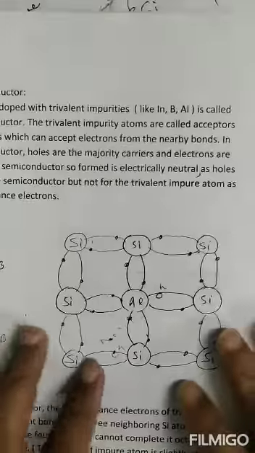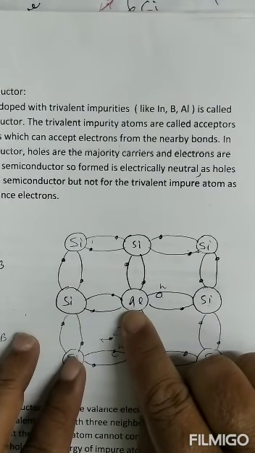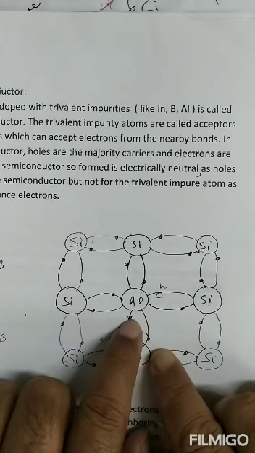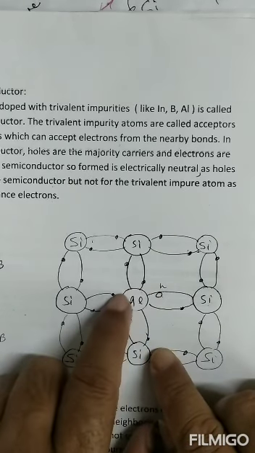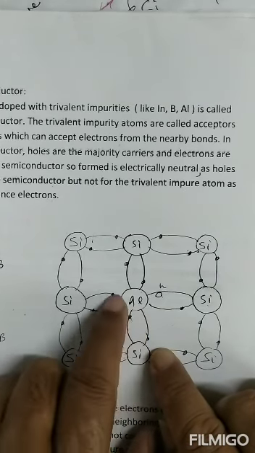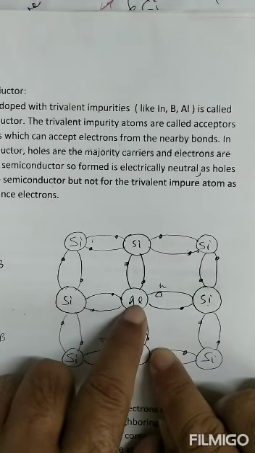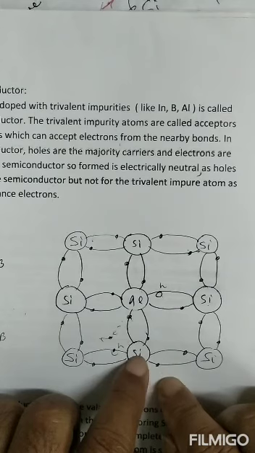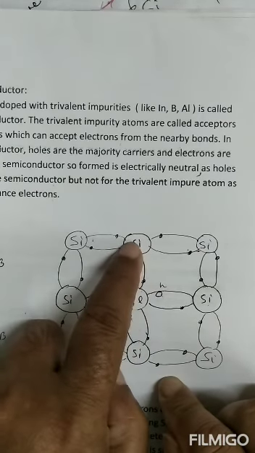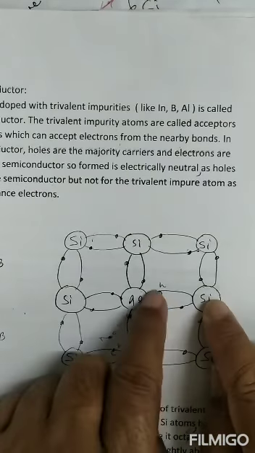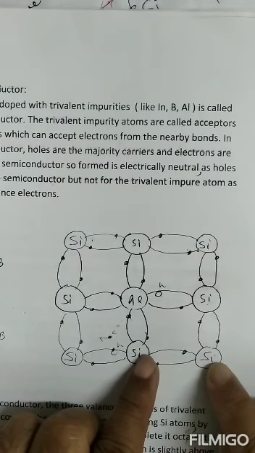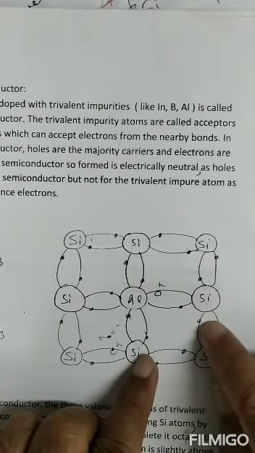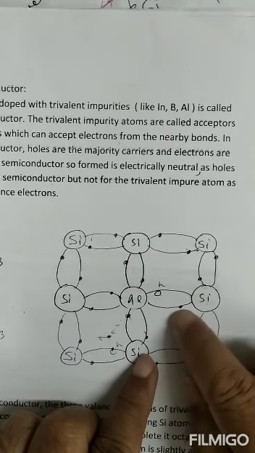And what is the crystal? This is aluminium, the trivalent impurity. Aluminium has 3 valence electrons, 1, 2, 3. So these 3 valence electrons of aluminium participate in 3 covalent bonds with these 3 neighboring silicon atoms, but this silicon atom cannot complete its octet. Why? Because this side it has 2 valence electrons, this side 2, this side 2, 2, 4, 6, and this is 1, 7.